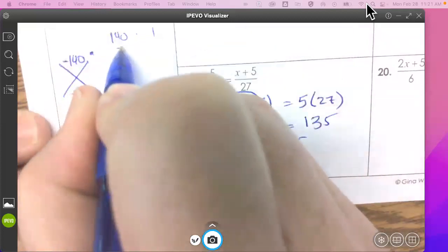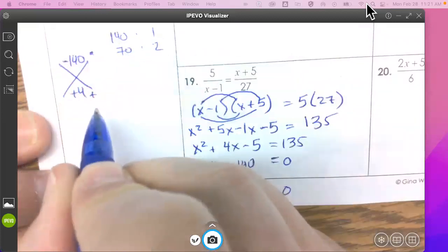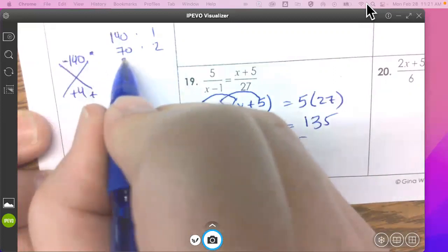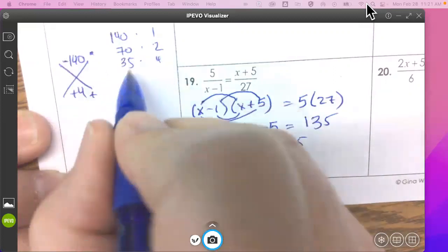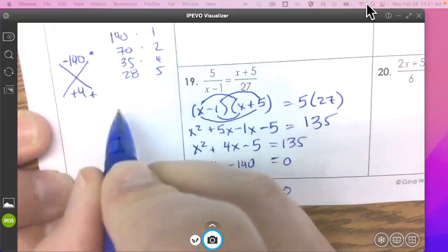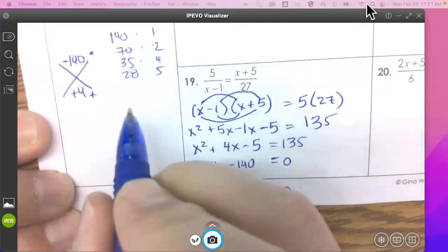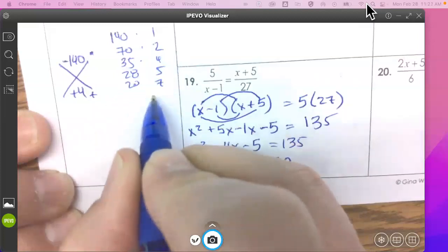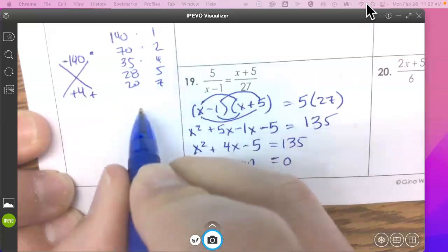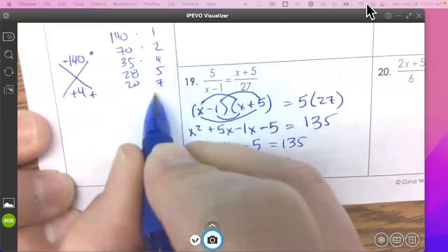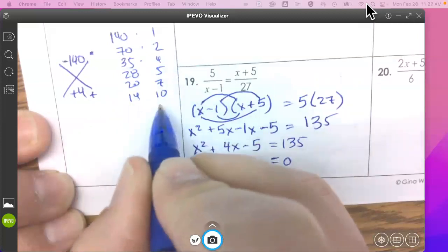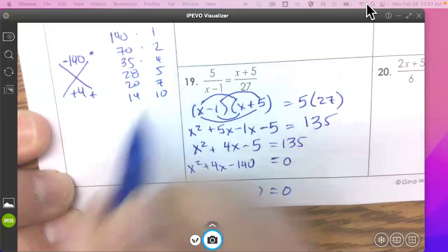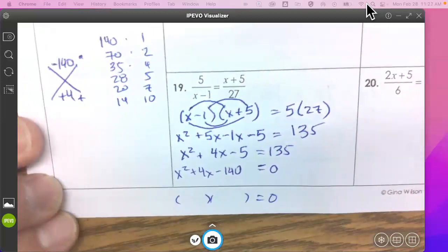So as I envision all the various factored pairs of 140, 3 doesn't go in, 4 goes in, 5 goes in, 6 won't go in because 3 didn't go in, 7 goes in, 8 goes in, nope, 9, nope, 10, yep, 11, nope, 12, nope, 13, nope, 14, that's the same as this one. Okay, so those are my only possibilities.